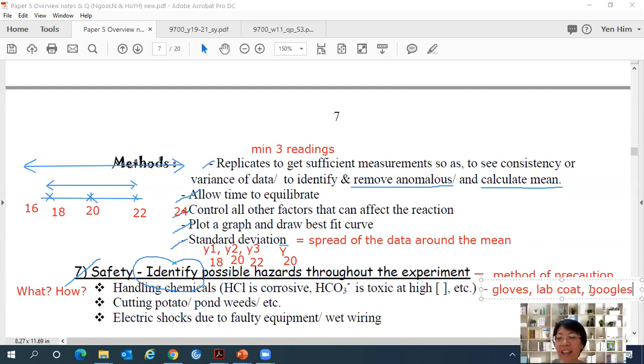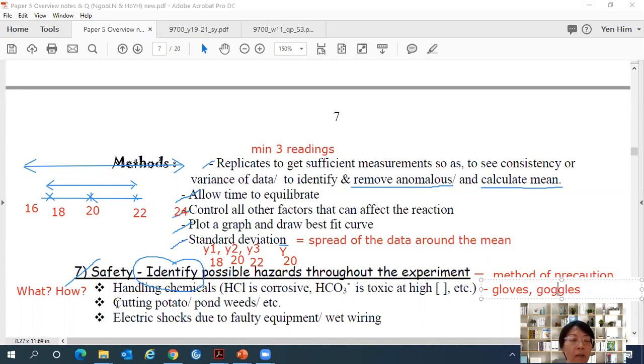Very good. Okay, so the lab coat we'll remove, because it is understood that you must wear a lab coat every time you do practical. So the examiner will be looking for gloves and goggles. Wear gloves to protect your hand and skin, and wear goggles to protect your eye, just in case the chemical splashes onto your eye or spills onto your skin. Very good. Thank you, Lin Zhongwei, for your answer.